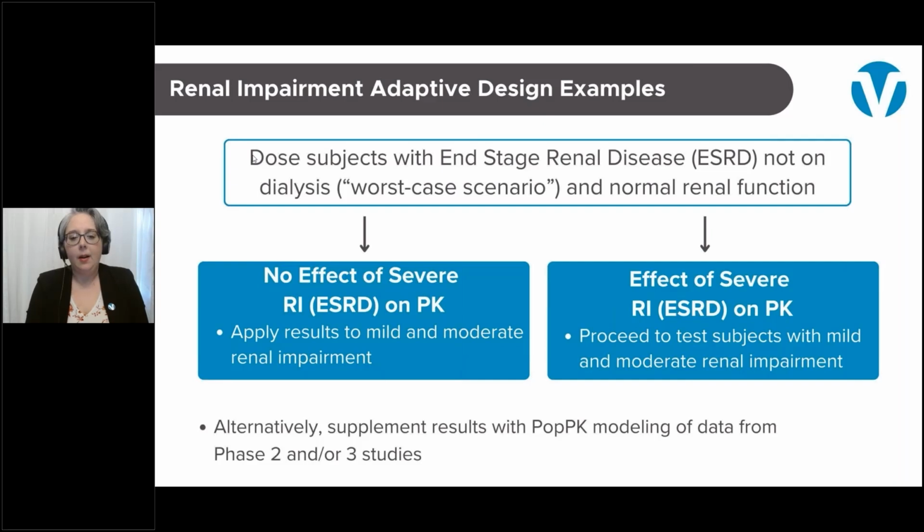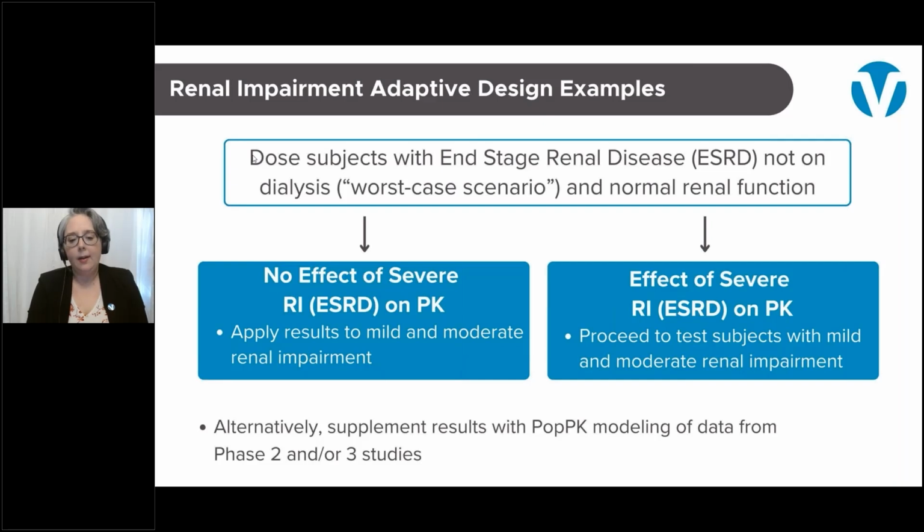So this would be commonly applied for drugs that are primarily eliminated hepatically, where you still do need to test the impact of renal impairment. So you would start with the worst case scenario, so subjects with severe renal impairment but not on dialysis. And then if you have no effect, again, you're essentially done. You can apply your results to those subjects with mild and moderate impairment.